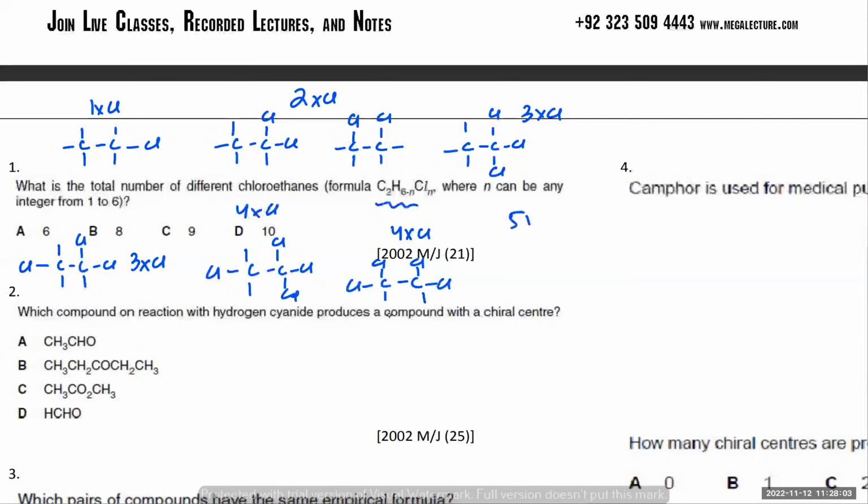With 5 Cls, if n is equal to 5, there will be just one isomer, right? It's just going to be 5 Cls and 1 H. If n is equal to 6, that means I'll have 0 hydrogens and 6 Cls. That will just be one isomer as well, and it can't have different versions. So how many total? That's 1 plus 2 plus 2 plus 2 plus 1 plus 1, which is equal to 9. I've got 9 different chloroethanes. Is that clear?